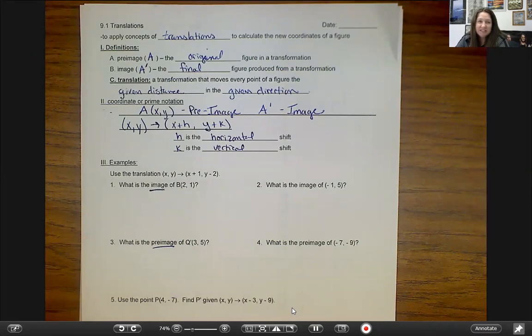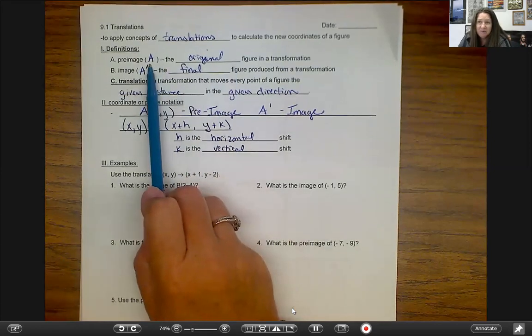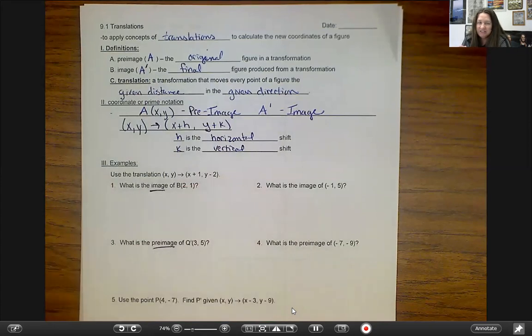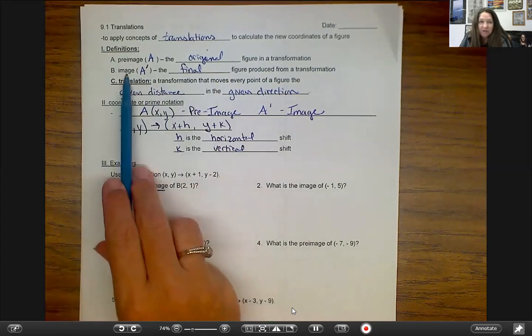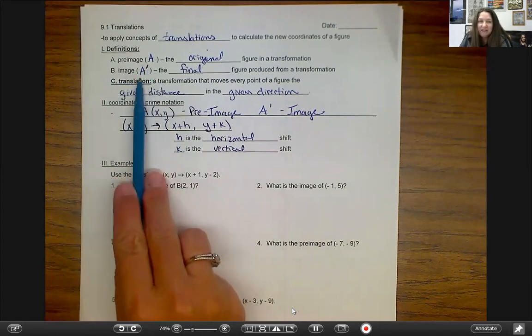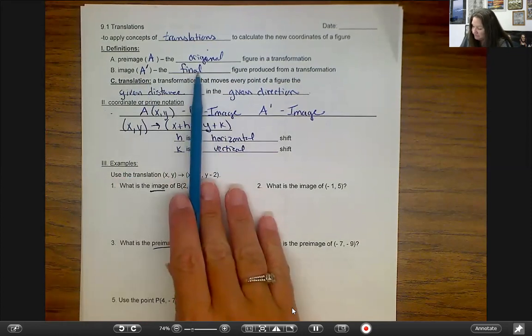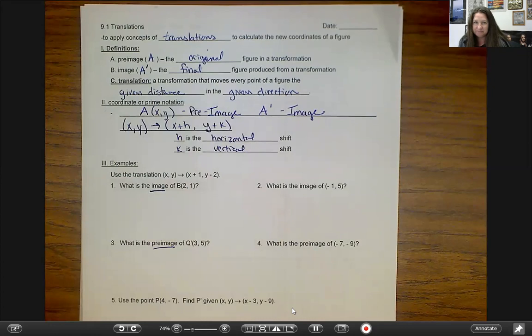First, the original figure that you're working with in a transformation is just going to be labeled as a point. So for instance here, this is vertex A. So you're going to have your vertices graphed. Once you've completed the transformation, it will go to the image, and that will be labeled in what we call prime notation. So this would be A prime. This would be the final vertex in your transformation.